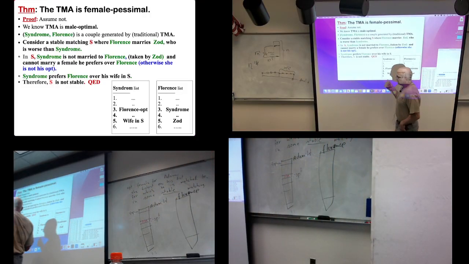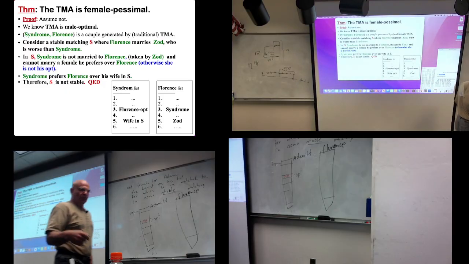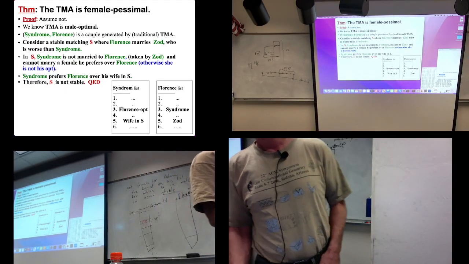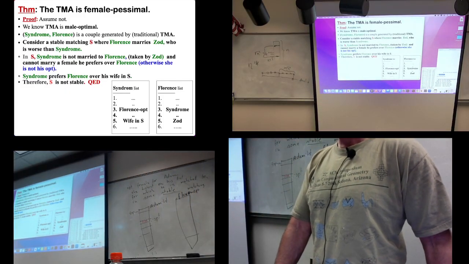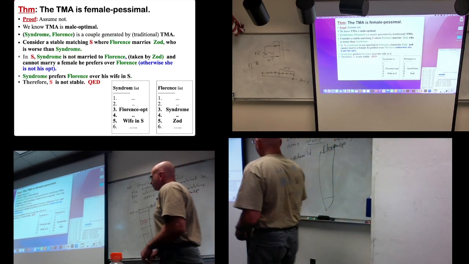We say that the TMA is male optimal. Now I want to make this message even stronger. I want to say that it's female pessimal. Every female will be married, if we're using the TMA, to her absolutely worst male that you can get in any stable world. So why is this true?